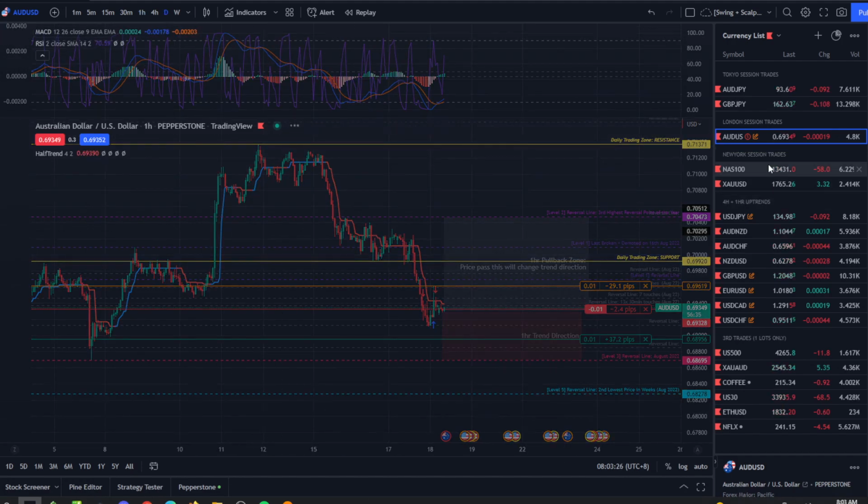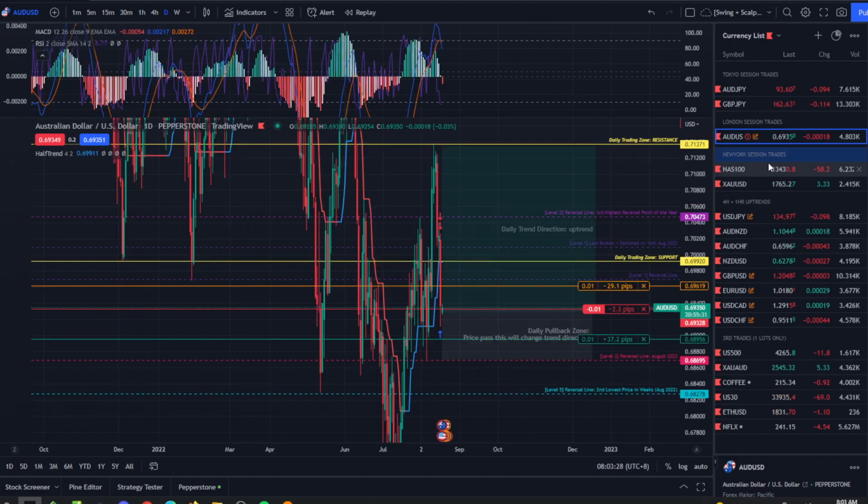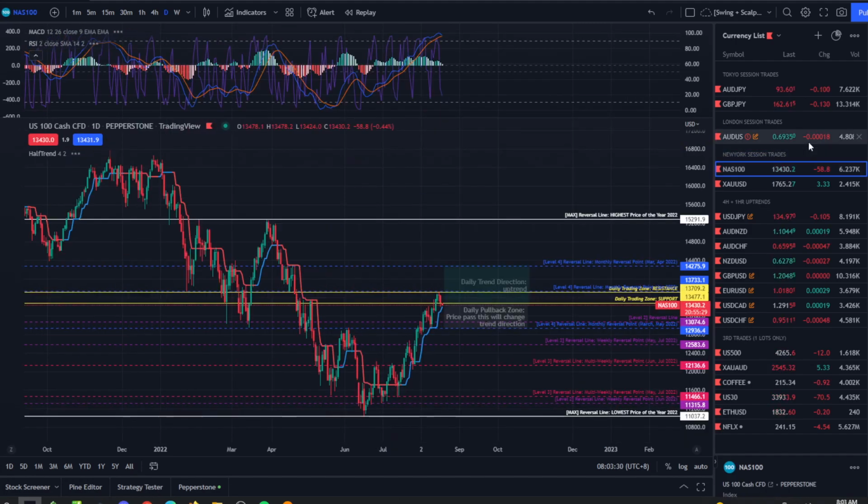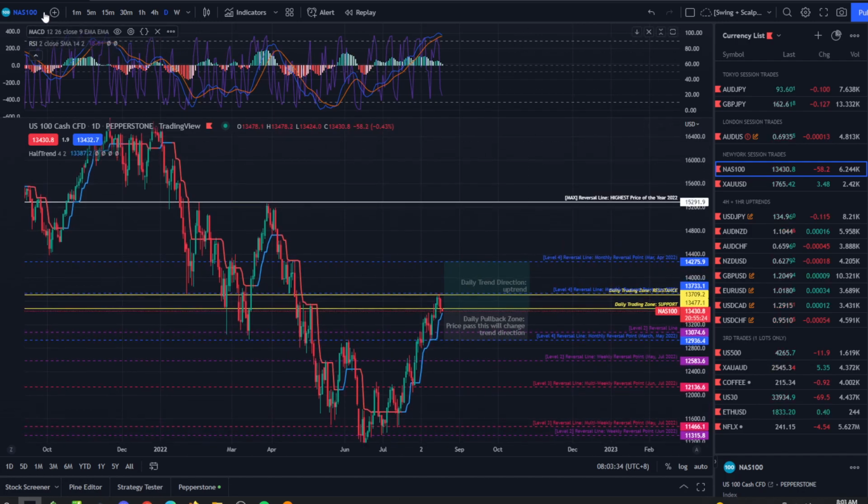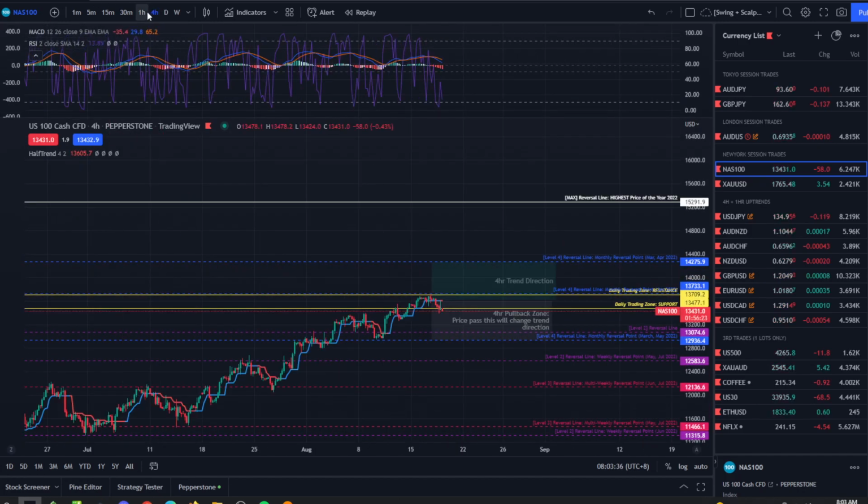Now let's look at the NAS100. Not being lucky with that lately. We definitely, as I said yesterday, are in a big daily uptrend. On the 4 hour, I didn't do a proper analysis there, but we're still in an uptrend.